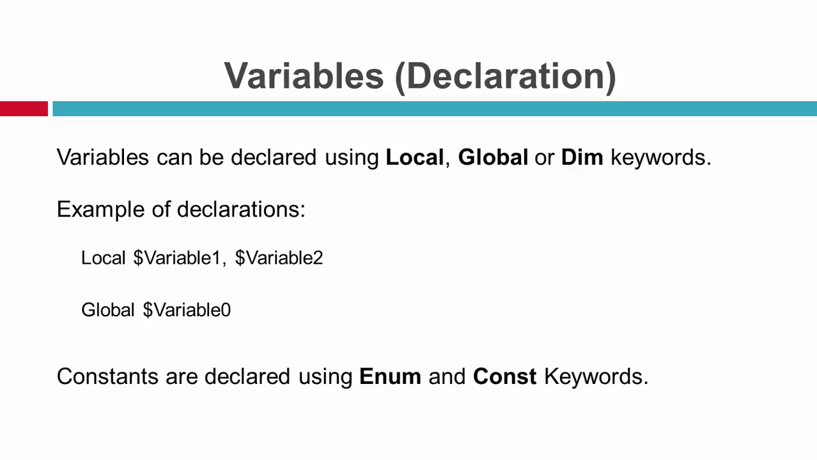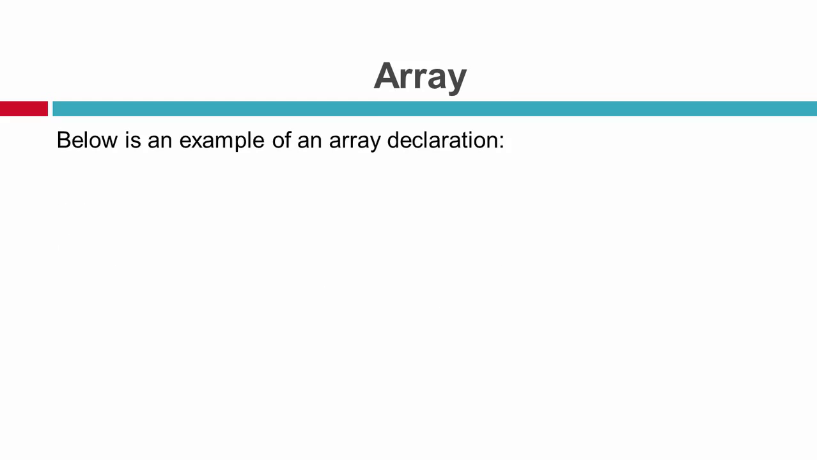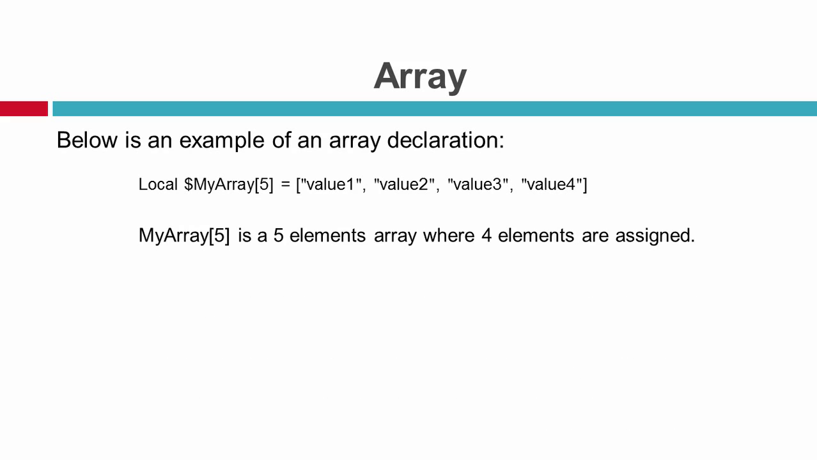Constants are declared using Enum and Const keywords. For the arrays, below is an example of an array declaration. We have an array, Local $myArray[5]. The 5 is the dimension of the array, and as you can see, we have assigned only 4 values. So it's an array of 5 elements where 4 elements are assigned.